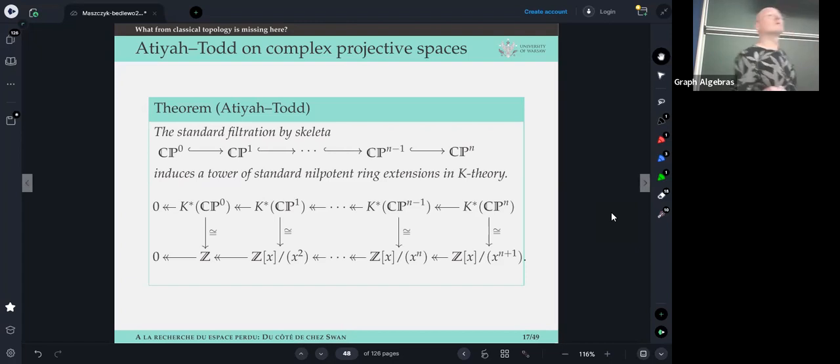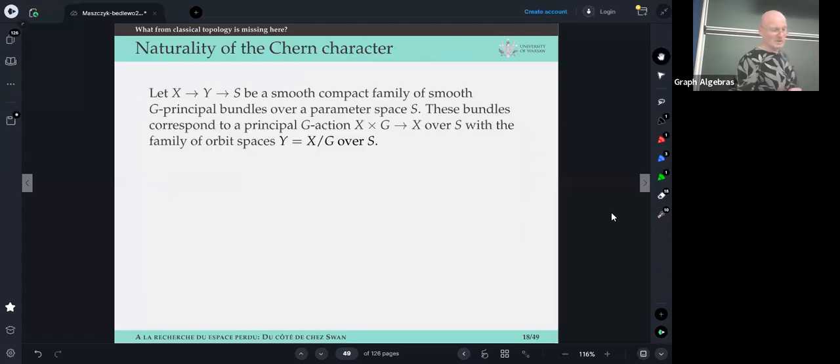And CP infinity is not locally compact. No. Direct limit construction. Okay.